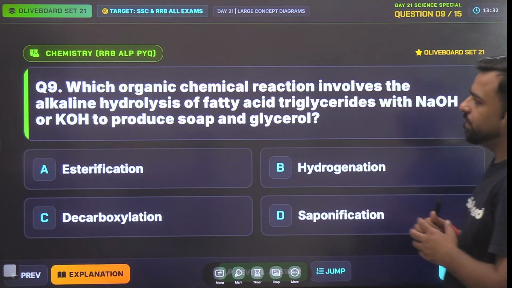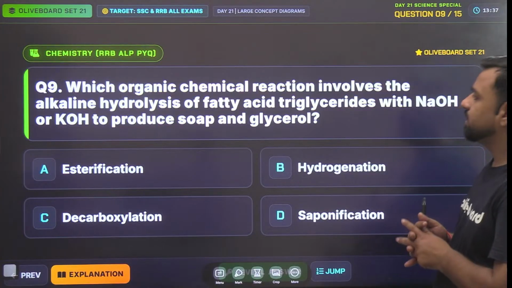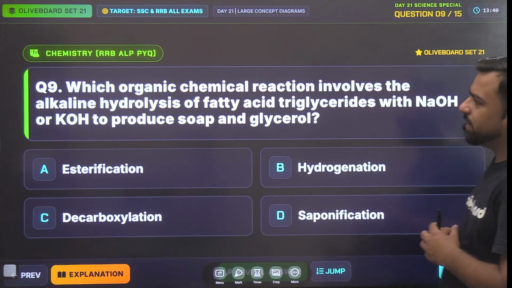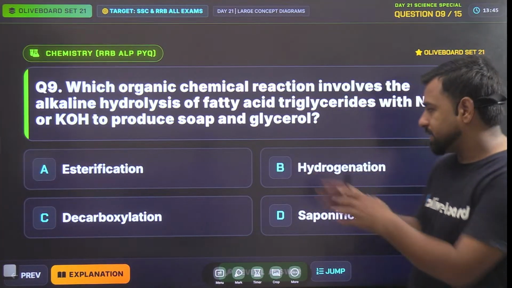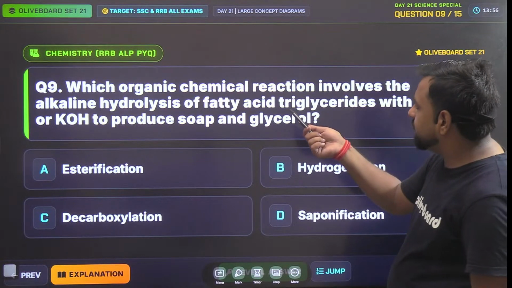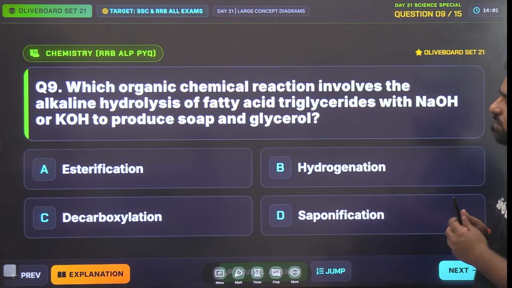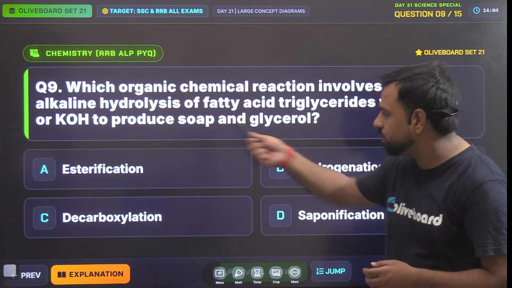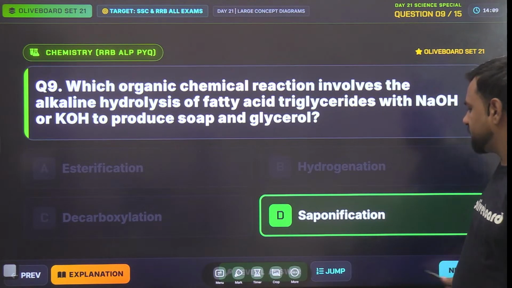Next, which organic chemical reaction involves the alkaline hydrolysis of fatty acid triglycerides with sodium hydroxide or potassium hydroxide to produce soap and glycerol? So what will be the answer? Esterification, hydrogenation, decarboxylation, or saponification? So what should be the answer, guys? Here, the alkaline hydrolysis of triglycerides with sodium hydroxide or potassium hydroxide produces soap and glycerol. So from here we can link it with saponification. Saponification, that is option number D, is the correct answer.